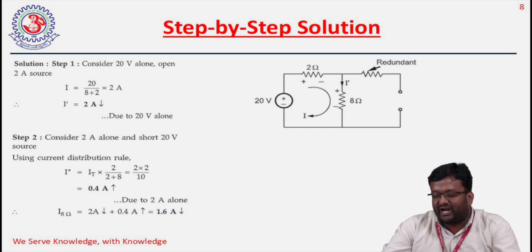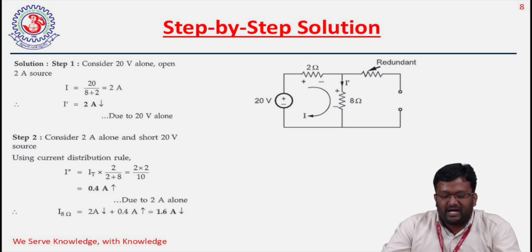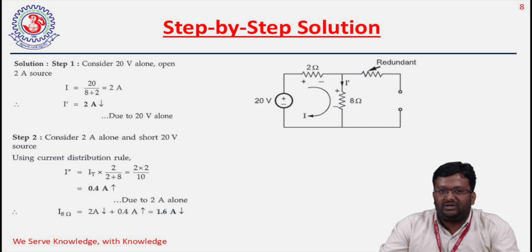Now we need to find the current through that 8 ohm resistor because of that 20 volt active source. Before that, we need to find the total current that will be delivered from that 20 volt voltage source. For that, we know the formula I equals V by R, based on Ohm's law. To find the total current delivered from that voltage source, we need to know the voltage value and the equivalent resistance value.